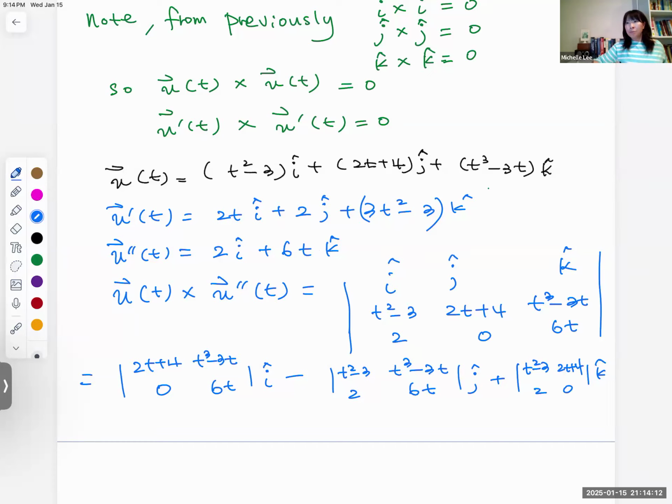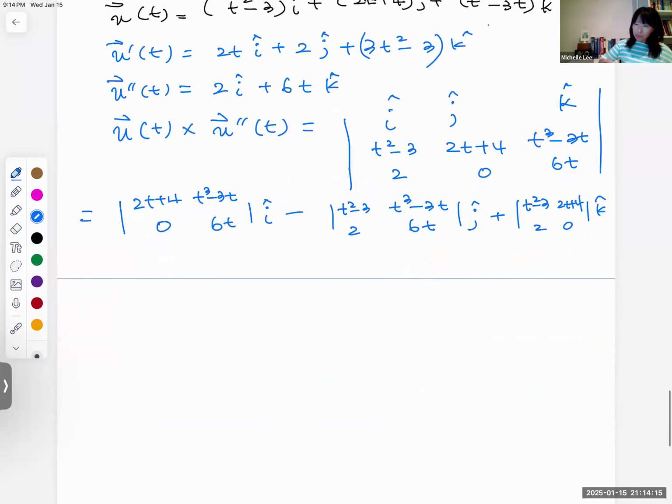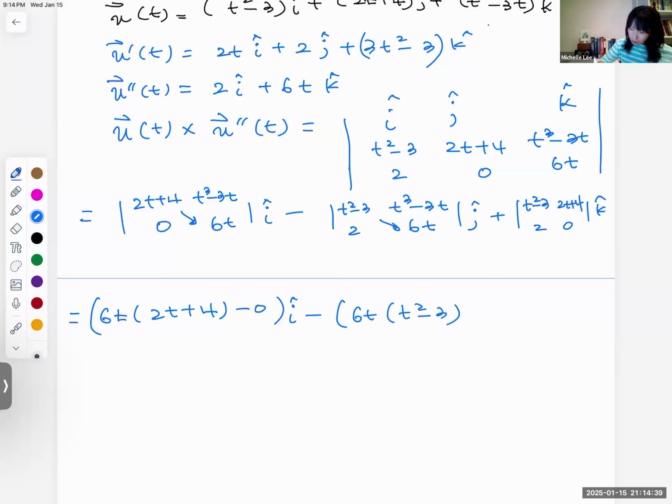Okay, let's calculate. So multiply: 6t times (2t plus 4), luckily 0, and minus 6t times (t squared minus 3) minus 2 times (t to the third power minus 3t) for j.